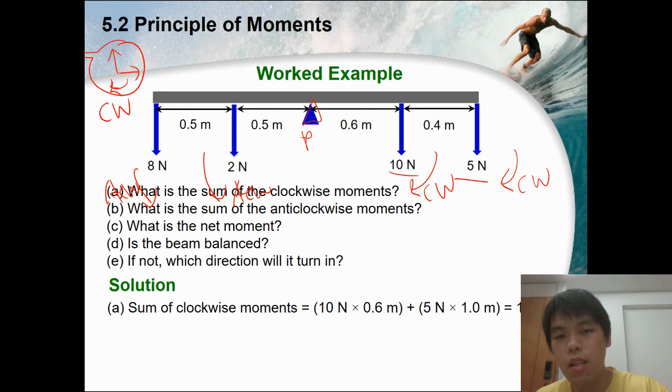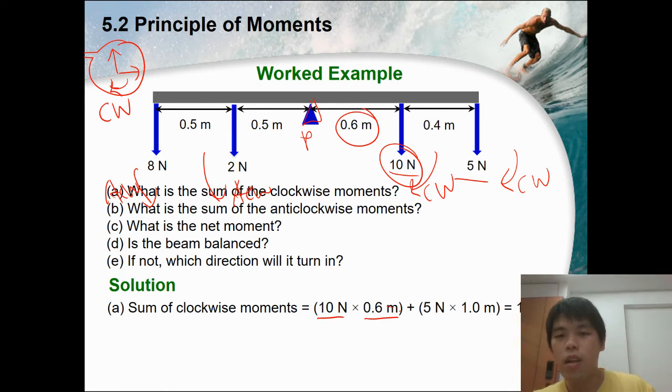This is the pivot here. The perpendicular distance from the line of action of the force to the pivot is 0.6. So 0.6 times 10. Why? Because this is one pair.